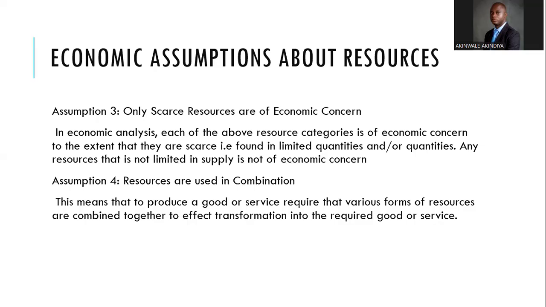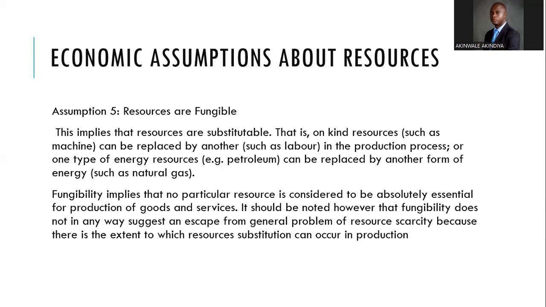Assumption four: resources are used in combination. This means that to produce goods or services requires that various forms of resources are combined together to effect transformation into the required goods or services. Fifth assumption: resources are fungible. What does that mean? This means that they are substitutable. That is, one kind of resource such as a machine can be replaced by another such as labor, which is true in the production process. One type of energy, petroleum, can be replaced by another form of energy such as natural gas or renewable energy.